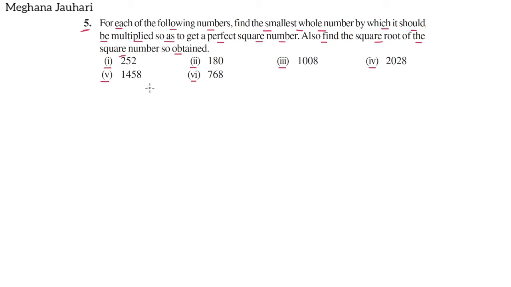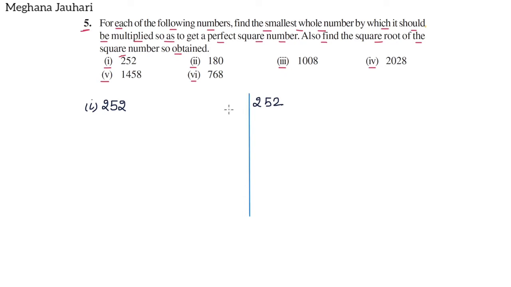So what we will do, for each of these numbers we will find its prime factorized form, and by looking at that form we will find out the multiplier that will turn it into a perfect square. So let's see the first part, right? In first part we have 252, as we have already discussed this concept in our previous class. So first of all we are going to find prime factorization of 252.